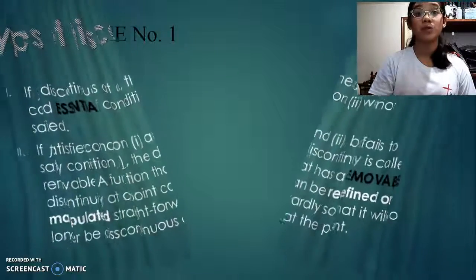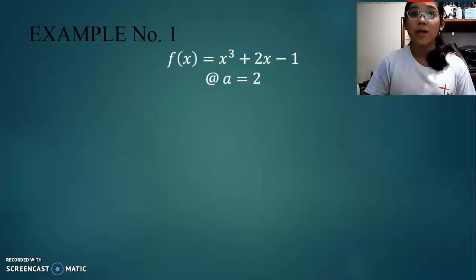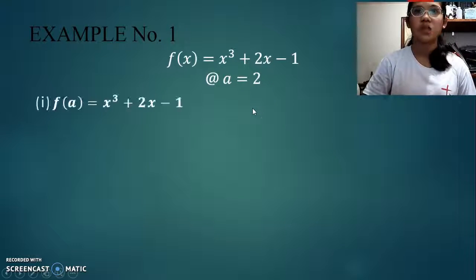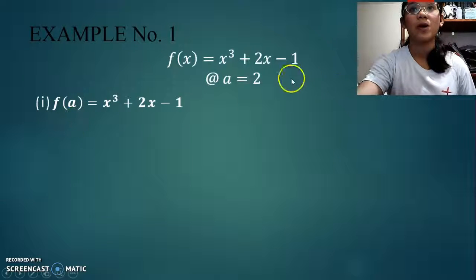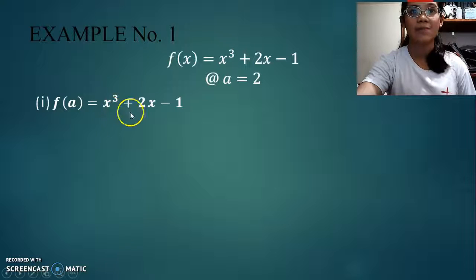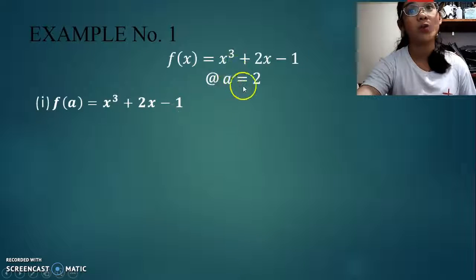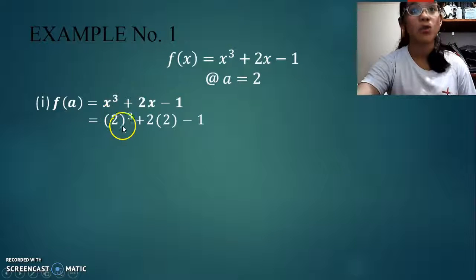Now I'm going to present to you three examples. Example number 1. We are given the function f of x equals x cubed plus 2x minus 1, where point a is equal to 2. For the first condition, we're going to find f of a. We use this equation, x cubed plus 2x minus 1. Since x is equal to a, we substitute the value of a into x. So we have 2 cubed plus 2 times 2 minus 1.